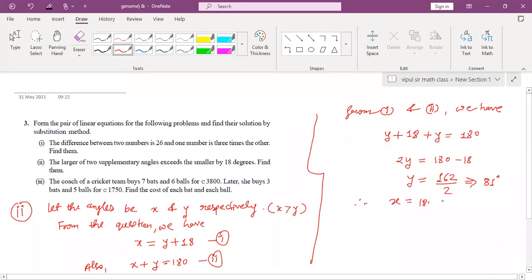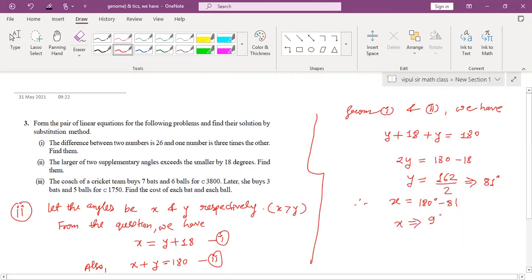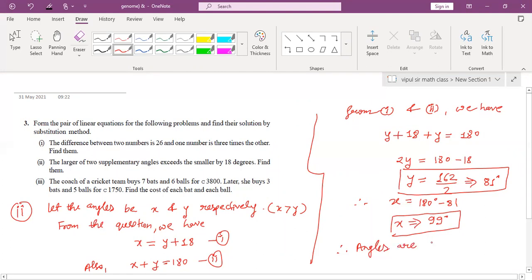180 minus 81, how much? How much will it be? 99 or 89? Tell me. Will it be 89 or 99? Students, am I audible? Yes, sir, you are audible. Yes, sir. The angles are 81 degrees and 99 degrees. Sir, it will be 99. Yes, I know that already. I am asking you, it takes so much time to calculate.